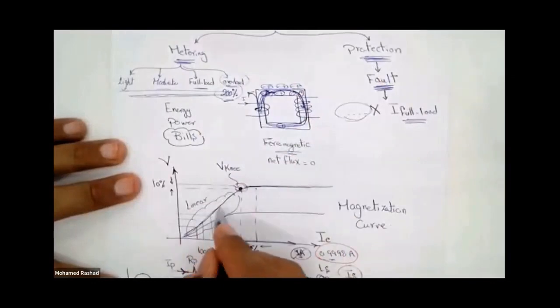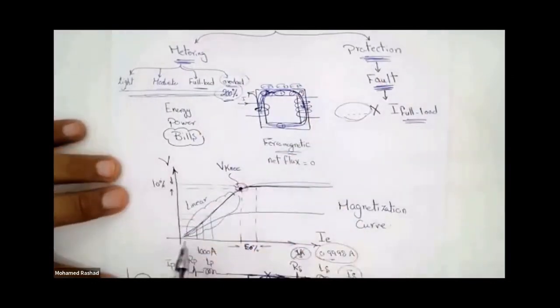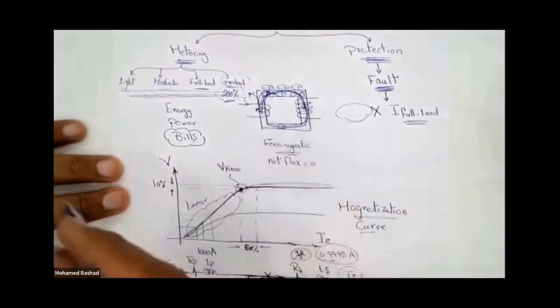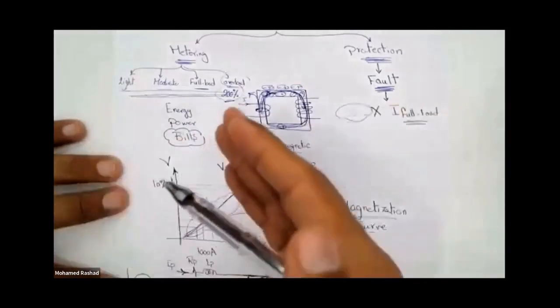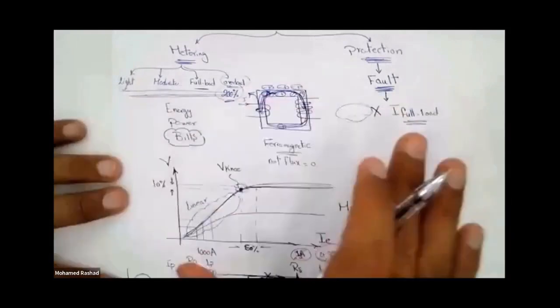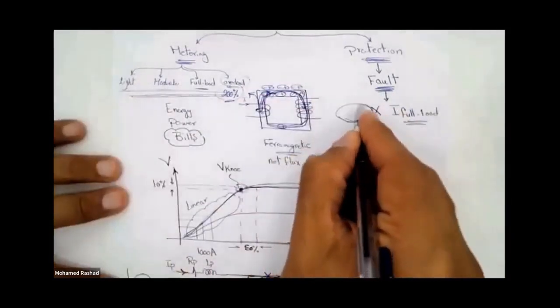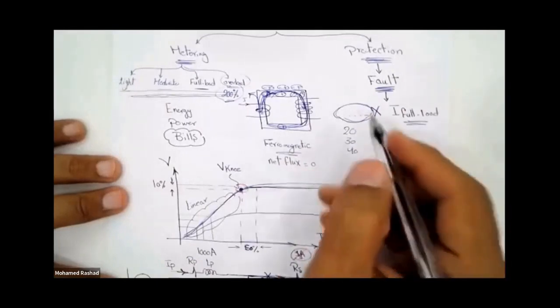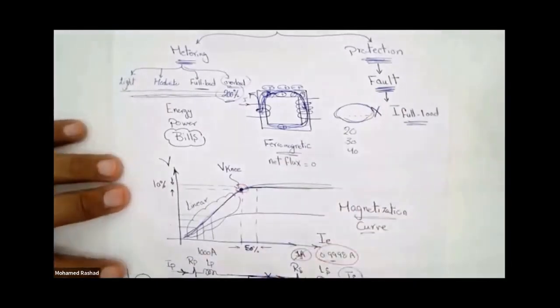While in protection, I need my curve, which is the magnetization curve, to be high. I need to have many dipoles so that not all of them reach saturation quickly. When does total saturation occur? At multiples of the current: 20 times, 30 times, 40 times. Why? To allow the protection to work properly.